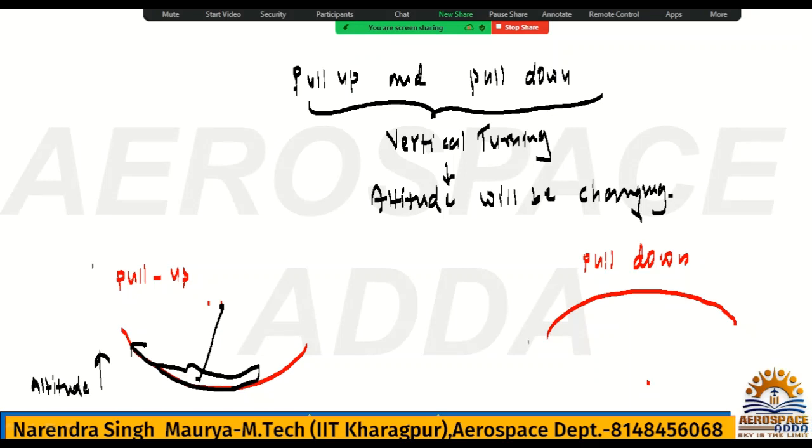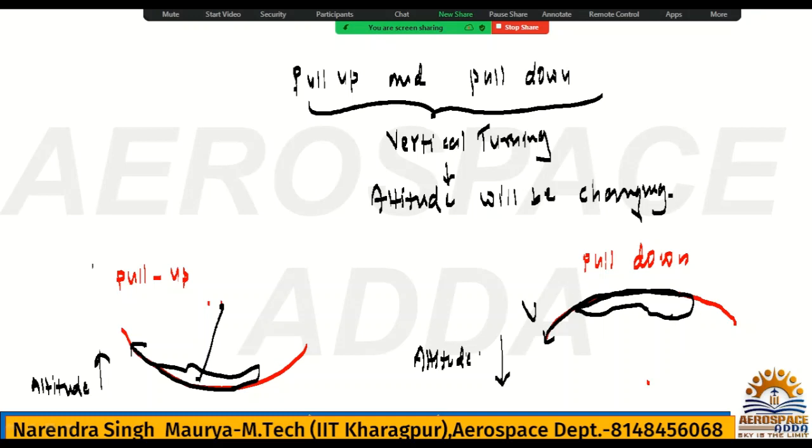What is the pull down? In pull down, I told you that aircraft is going downside, means it is going to lose the altitude. Yes or no? So the aircraft is here. This is the aircraft, and the aircraft is going like this. Hope you understood this diagram. So this is the pull down. It is now losing altitude.